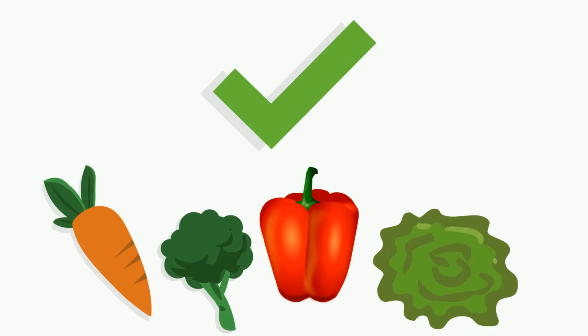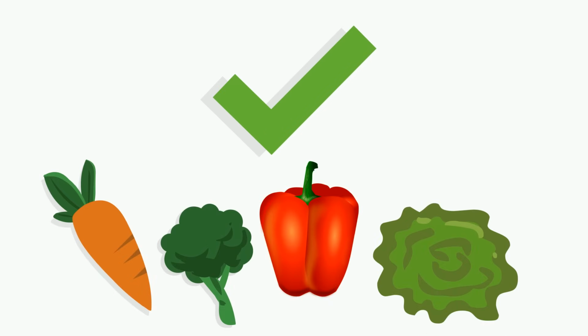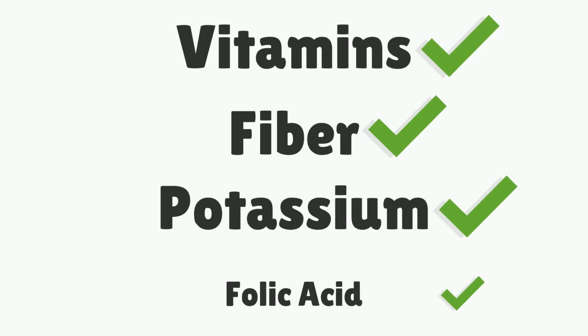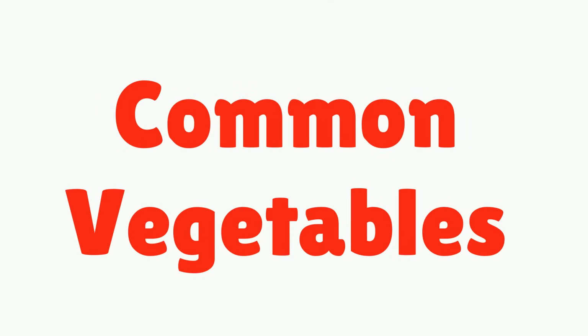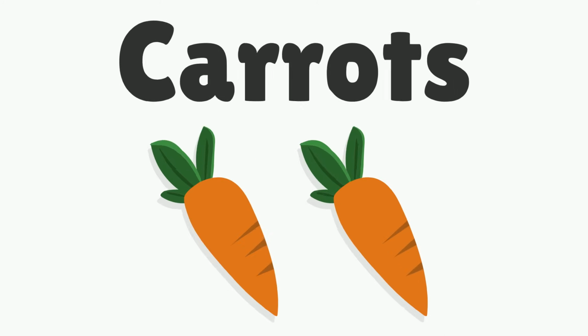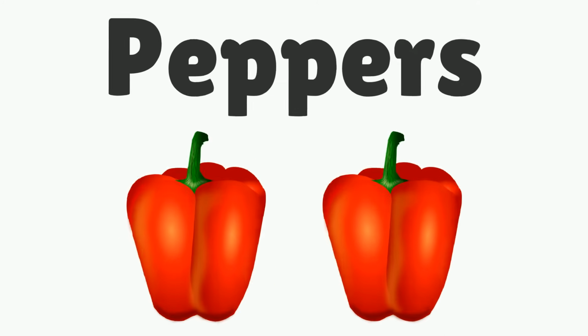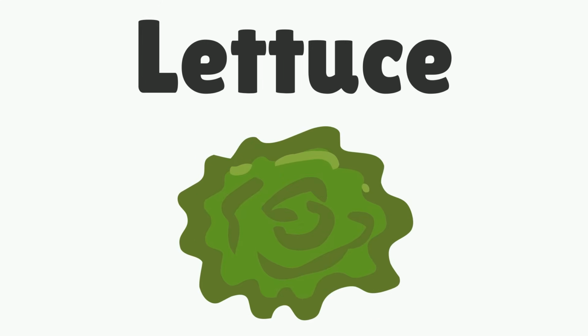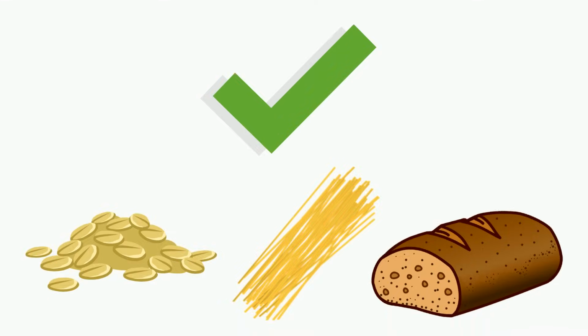Vegetables are great for your body. They contain vitamins, fiber, potassium, and folic acid. Common vegetables include broccoli, carrots, peppers, and lettuce.